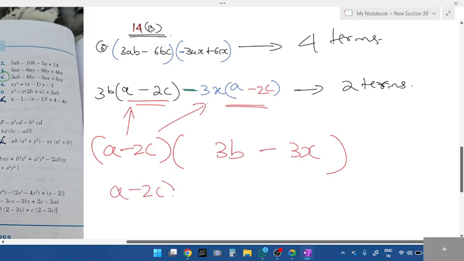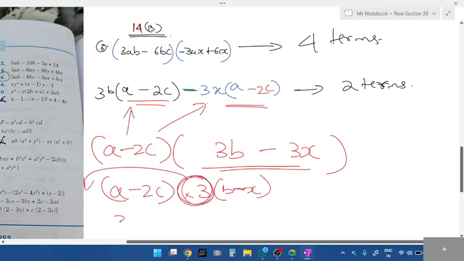A minus 2c, nothing is common. What about this? What is common here? 3 is common. What will you get in the bracket if you take 3 outside? B minus x. This 3 is in the between. Shift it to the first value. 3 into a minus 2c into b minus x. Isn't it the same answer?